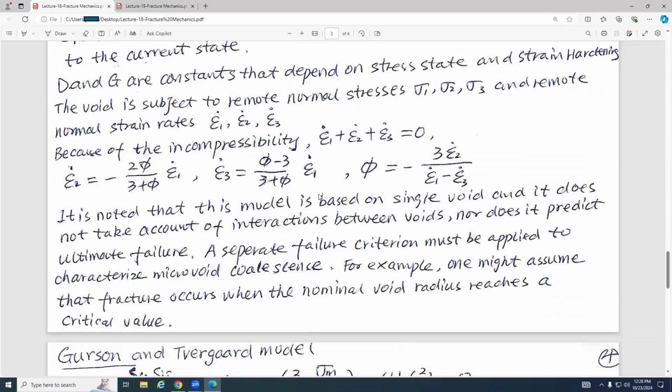So it is noted that this model is based upon a single void and it does not take account of interactions between voids. If we have multiple voids, how does this model go? Nor does it predict ultimate failure if there are multiple voids here. A separate failure criterion must be applied to characterize microvoid coalescence. For example, one might assume that fracture occurs when the nominal void radius reaches a critical value.